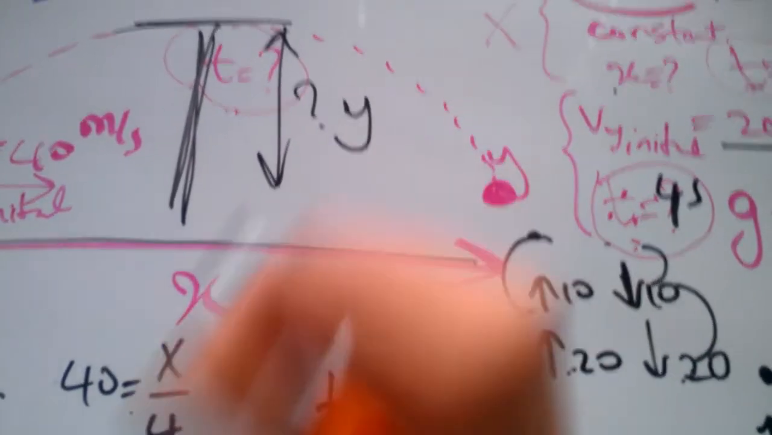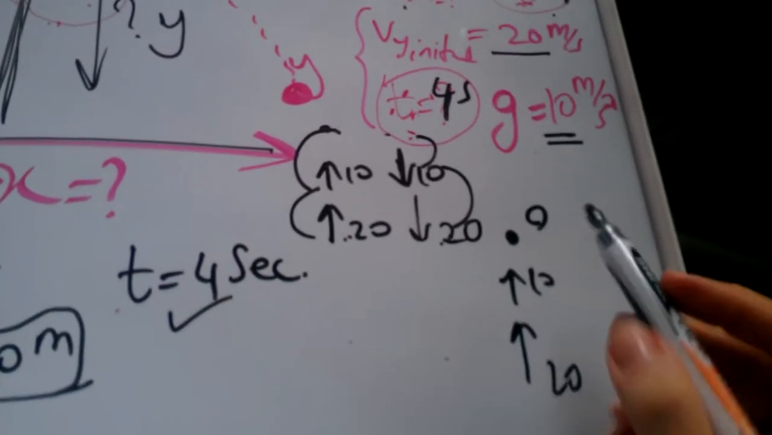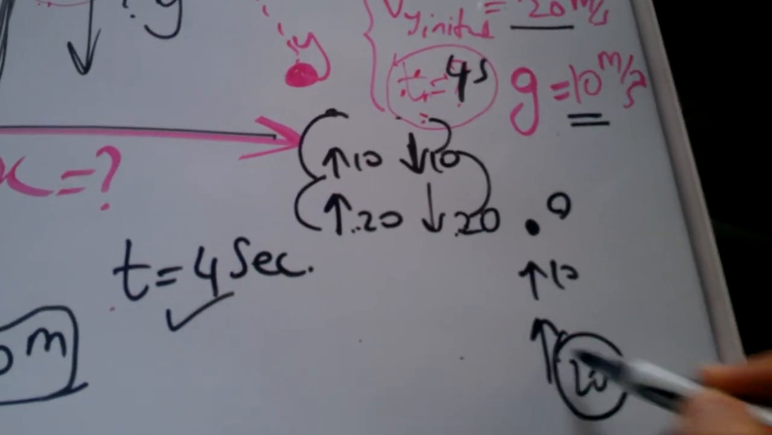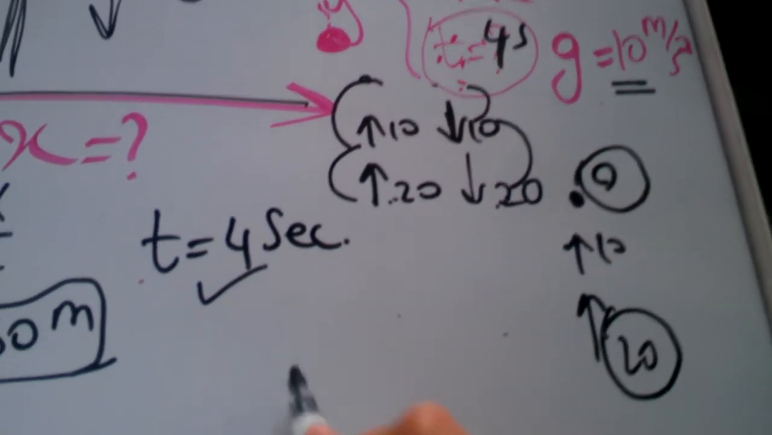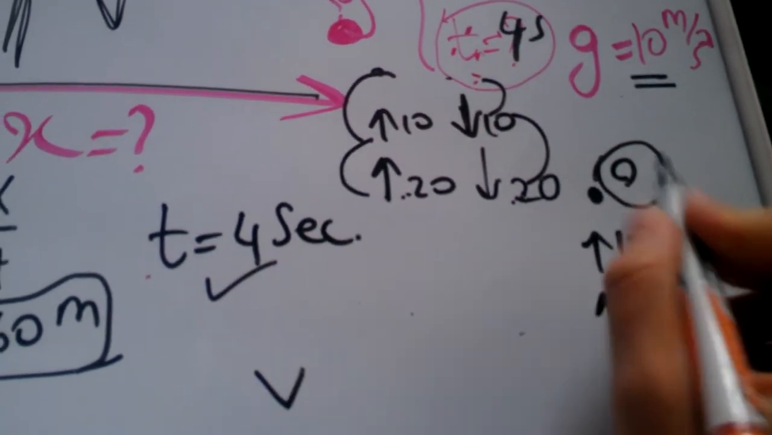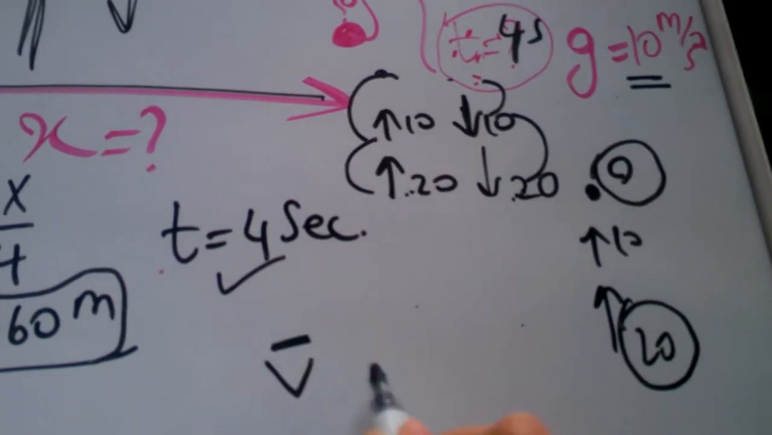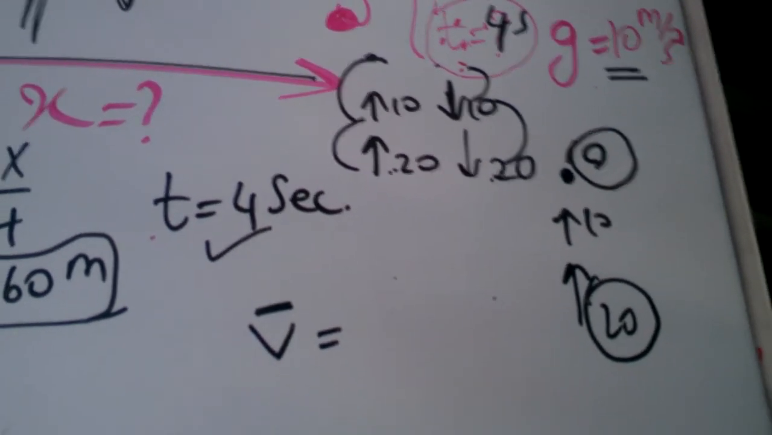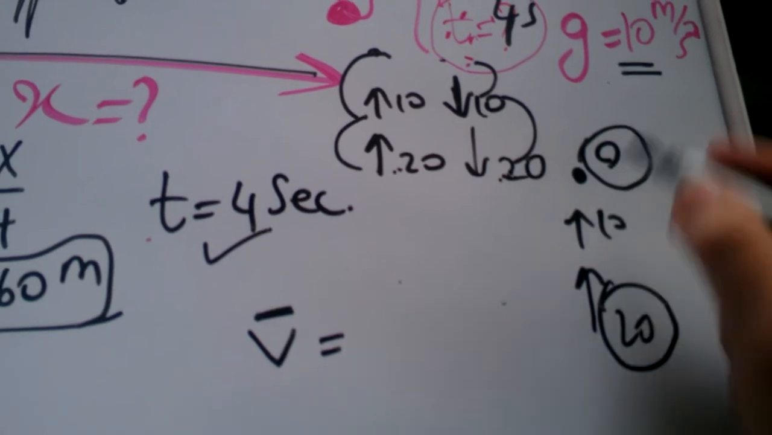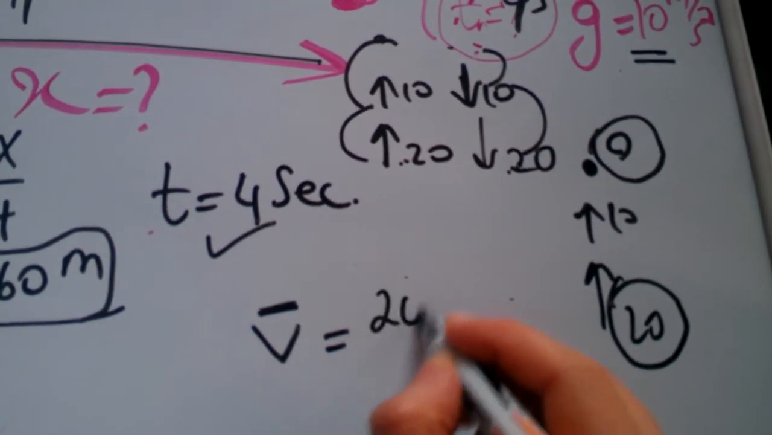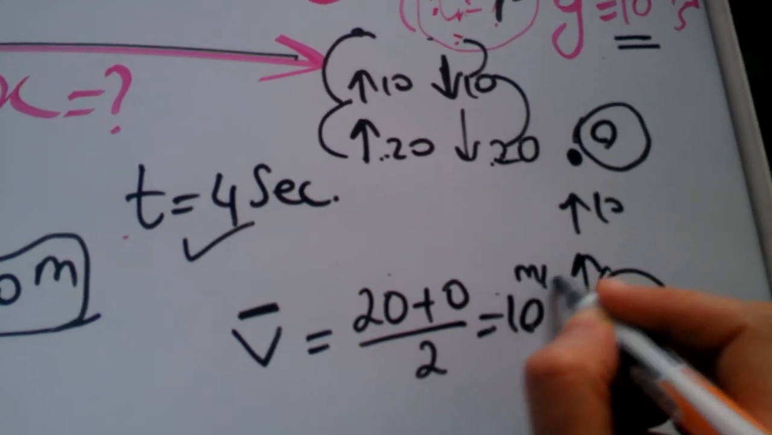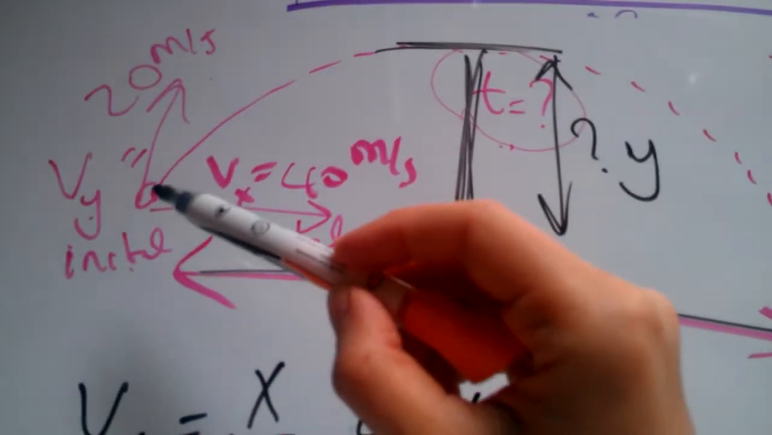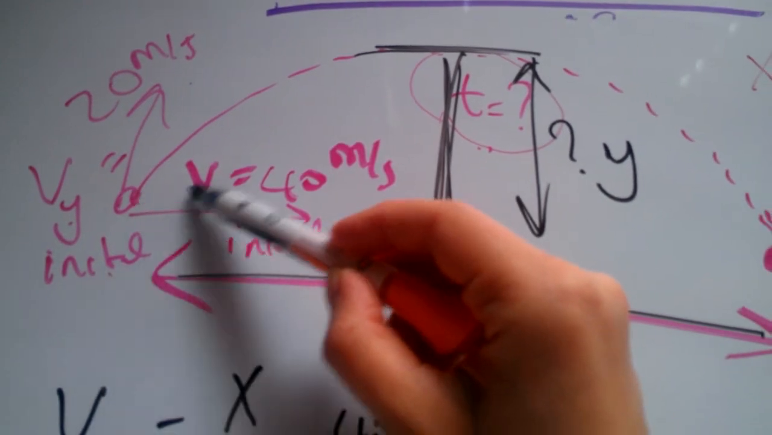Let's solve for the highest y. So we have initial 20. We have another velocity that's 0. So we know the velocity changes. So let's figure out the average velocity. Whenever velocity changes, we have to solve for average velocity. 20 plus 0 over 2 gives me 10 meters per second. So the ball, on average, goes with 10 meters per second until it hits the highest point.